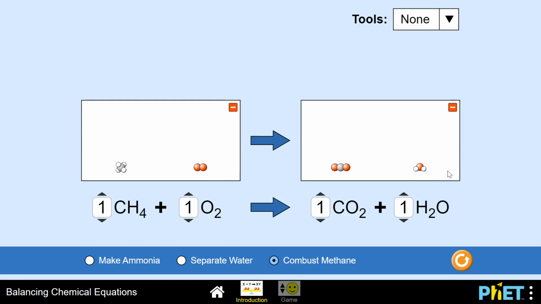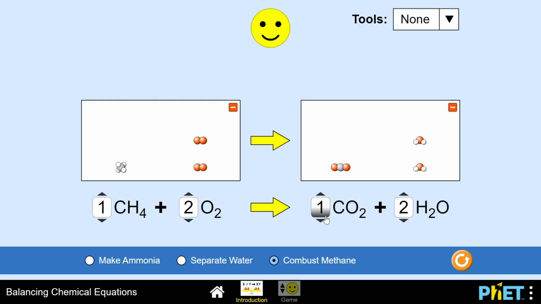Okay, so I see 2 red, I see 3 red, I see 1 gray, and 4 white. So right now I know I'm going to have an even number of oxygen. There we go. So if I have 4 oxygen, 4 red, 4 oxygen, 2 white, 2 white, that gives me 4 white over here, and 1 gray, 1 gray. Alright, so I just had to increase my oxygen and my hydrogen to get this one balanced.